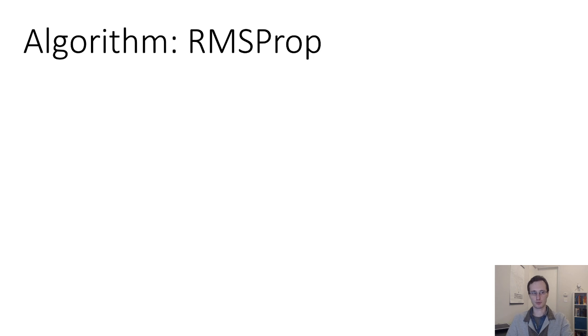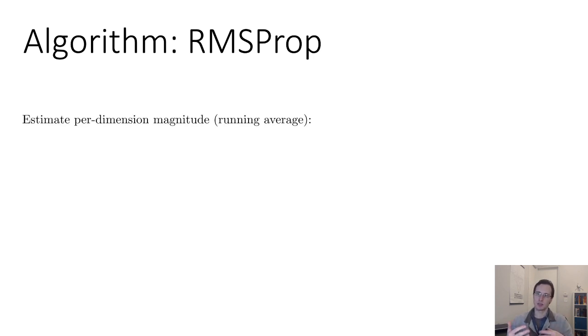So one algorithm that does this, approximately, is called RMSProp. RMS stands for root mean square. The idea in RMSProp is to estimate the per dimension magnitude of the gradient on average. So for every dimension of the gradient, we're going to keep track of a kind of moving average of its square. So we're going to use the scale vector, sk. Sk has the same number of entries as the gradient.